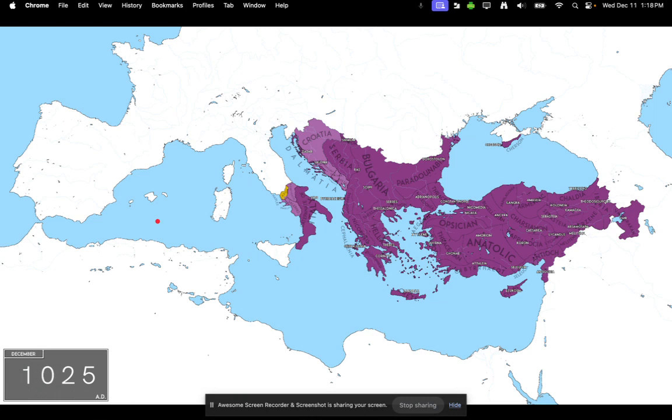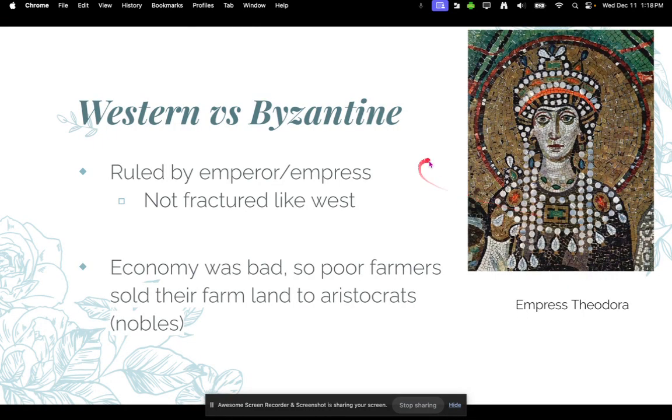So here is a map of what the Byzantine Empire looked like. So you can see it has parts of southern Italy, parts of what is like Greece, and then into Turkey. So the Byzantine Empire was ruled by an emperor, or in the one case scenario, an empress. So this is Empress Theodora, by the way. And the empire was not fractured like in the West, where the West had all these like little territories. The Byzantine Empire was a whole empire. But they still had a lot of troubles.